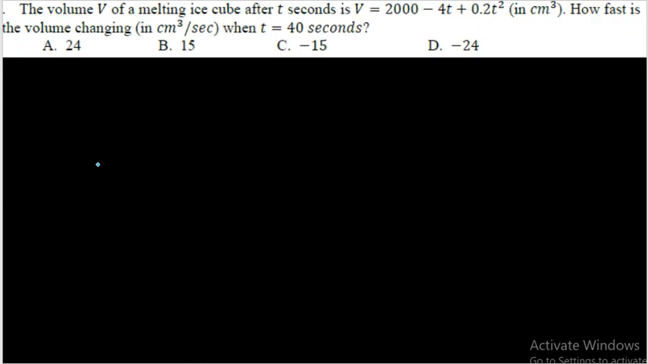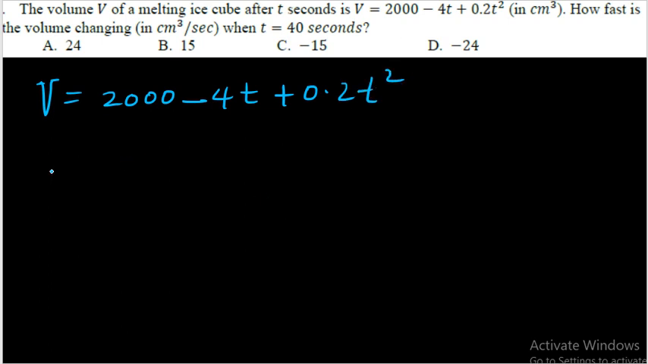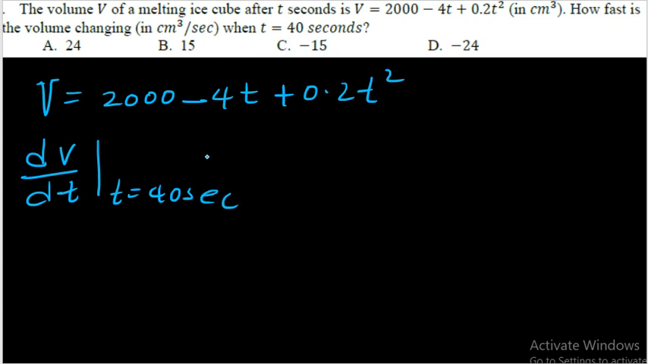The next question: the volume V of a melting ice cube after t seconds is given in centimeter cube, and how fast the volume is changing in centimeter cube per second when the time is 40 seconds, it says. So first let's write the volume. The volume is 2000 minus 40t plus 0.2t square. So how fast is the volume changing? It means the rate of change of volume with respect to time, dV by dt, and when the time is 40 seconds, it says. So first let's differentiate it.